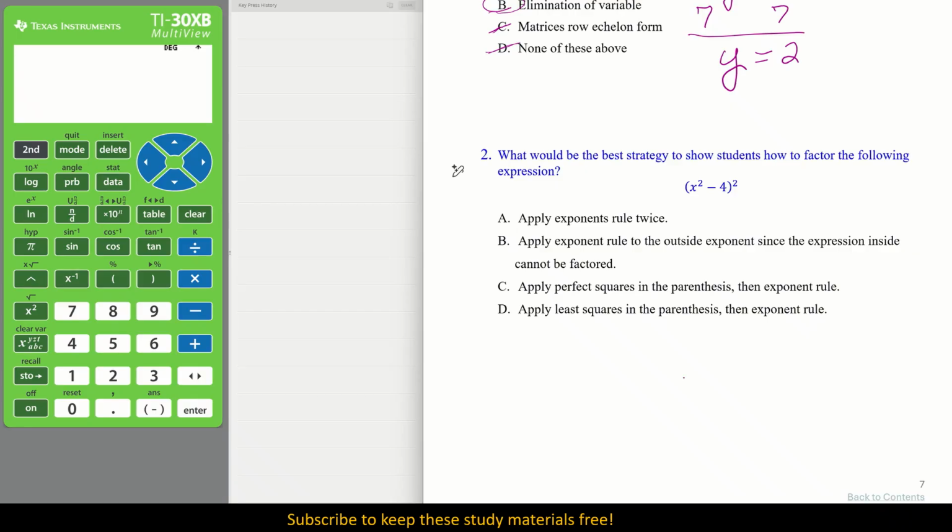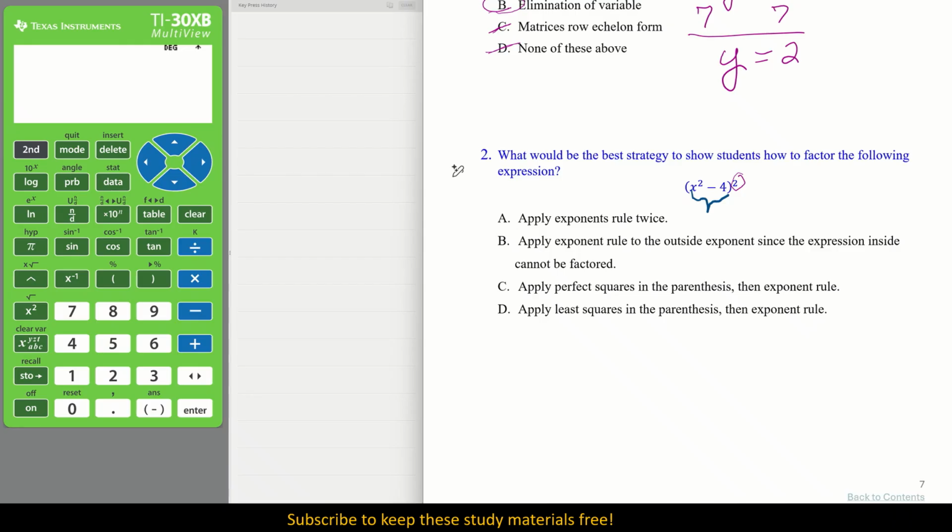First, you could write it out. You've got this square here. So you could deal with that exponent first and then deal with the inner exponent. But then, on the other hand, you could leave that and deal with the inner and then go outward. But let's see what our options are. A, apply the exponential rule twice. Actually, the inner expression here, that's going to be an exponential rule.